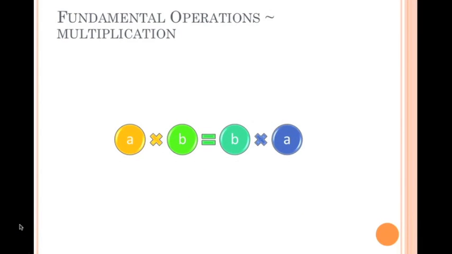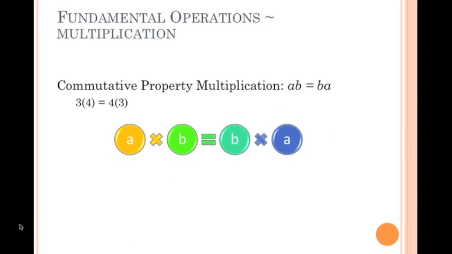Here we have the same properties just with multiplication. The commutative property of multiplication states that if a and b represent 2 real numbers, it is not affected by the order in which you multiply them. So a times b equals b times a.